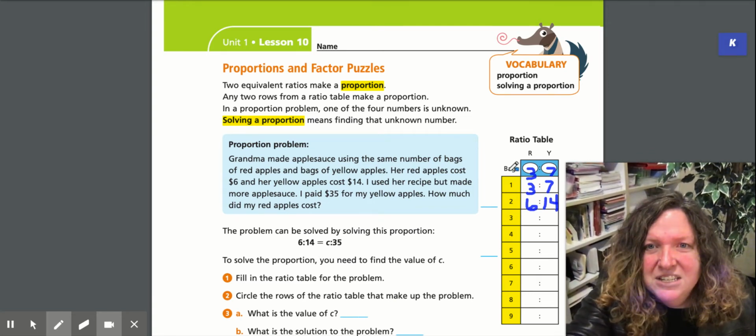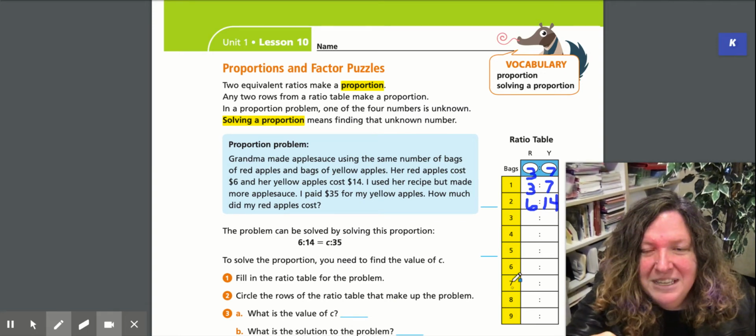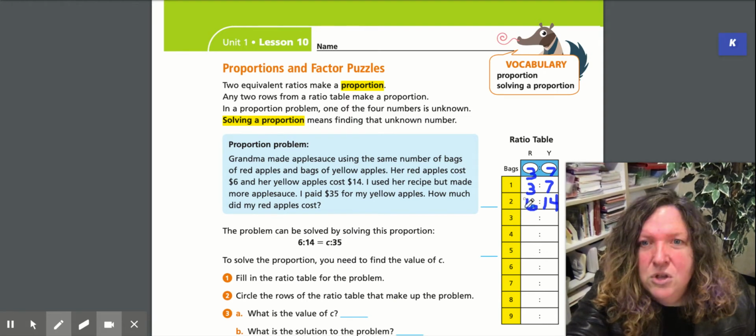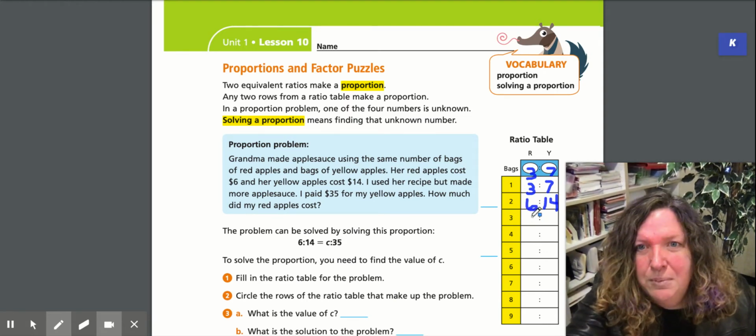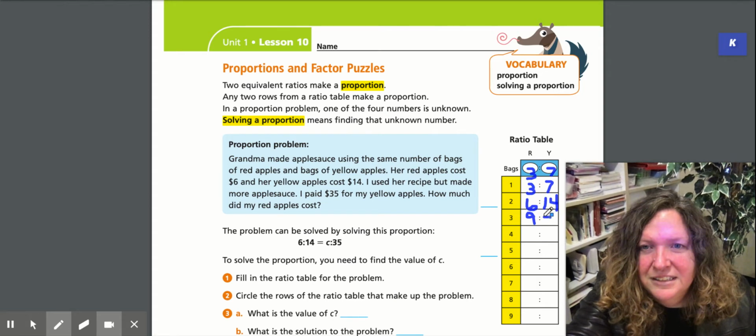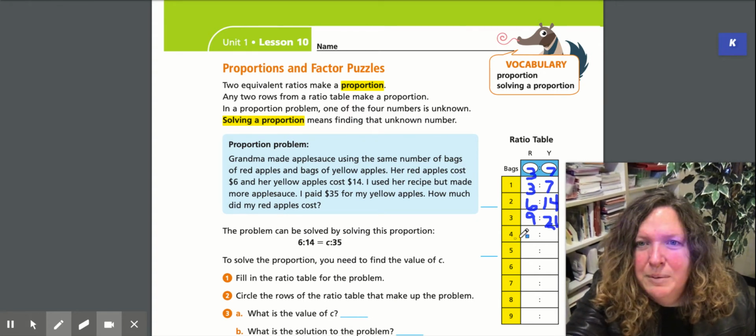So notice here, they actually wrote the linking unit. It's the number of bags. We have to fill out this table. What about 3 bags? How much would that of red apples? How much would that cost? Well, if you haven't noticed, 3 times 3 is 9. Look at that. 3 times 7 is 21. Oh, that's a rough 21 to see. There we go, 21.